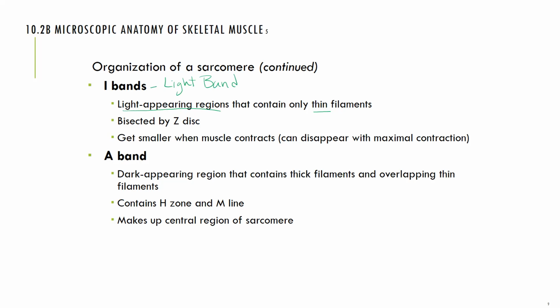And they get smaller. Oh, they're bisected. Running right down the middle of an I band is going to be a Z disc, which is the edge of a sarcomere. I'll show you a picture in a moment. The I bands will get smaller when the muscle contracts, and they can actually totally disappear if the muscle is maximally contracted. The A band, on the other hand, is the dark band. The reason it's dark is because it has both the thick filaments and the portion of the thin filaments that overlap the thick filaments. Within the middle of the A band, we're going to have an H zone and an M line, the region that's in the middle of the sarcomere.